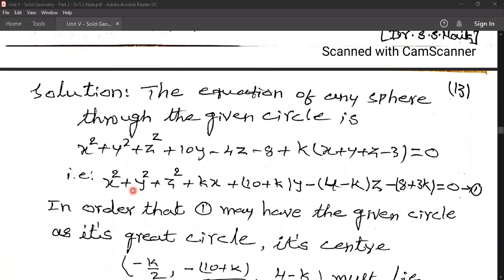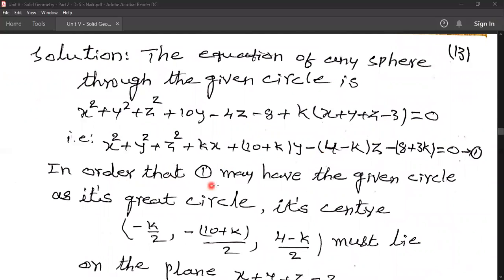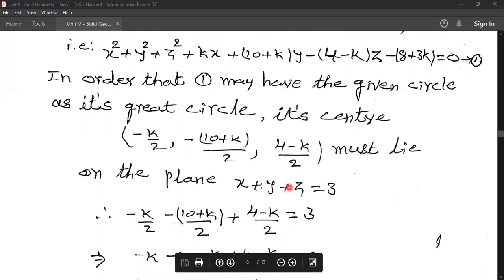Then simplify this. This becomes x square plus y square plus z square plus kx plus (2 plus k)y plus (k minus 4)z minus 8 minus 3k equal to 0. Now this equation number 1 contains the variable k. In order that this equation number 1 may have the given circle as its great circle, its center must lie on the plane. The center of this sphere is (minus k by 2, minus (2 plus k) by 2, (4 minus k) by 2), and it must lie on the plane x plus y plus z equal to 3.